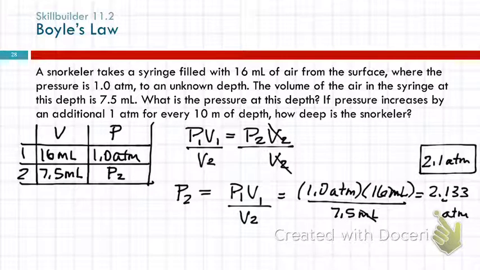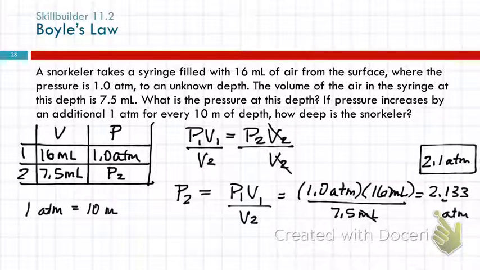So that's the answer to one question, but there's another question. If there's 2 questions, we better come up with 2 answers. This is the part that I think is a little bit tough for 3A. So how deep is the snorkeler? If the pressure increases by an additional 1 atmosphere for every 10 meters of depth. So that is telling us that 1 atmosphere is equal to 10 meters of depth.